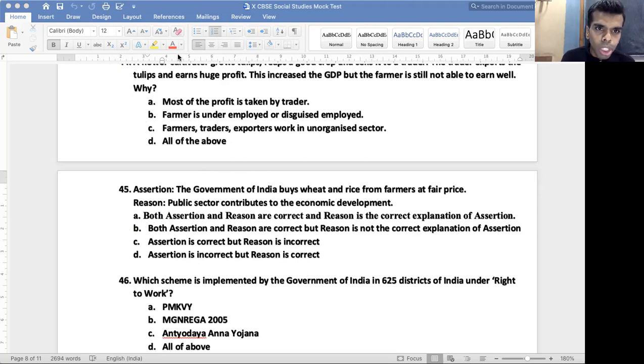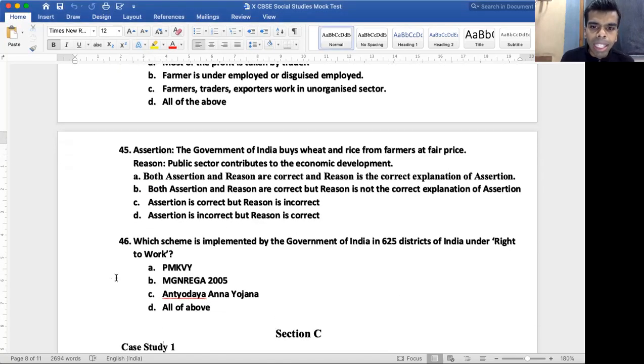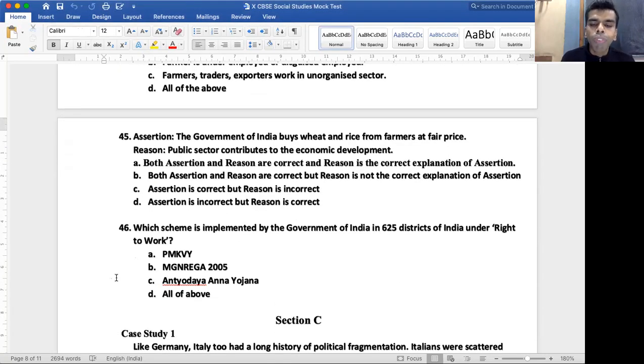Going ahead towards the 46th question, which is, which scheme is implemented by the government of India in 625 districts of India under right to work? It is MGNREGA 2005, which is option number B, Mahatma Gandhi National Rural Employment Guarantee Act. So I hope section B, geography and economics, is very clear with everyone.